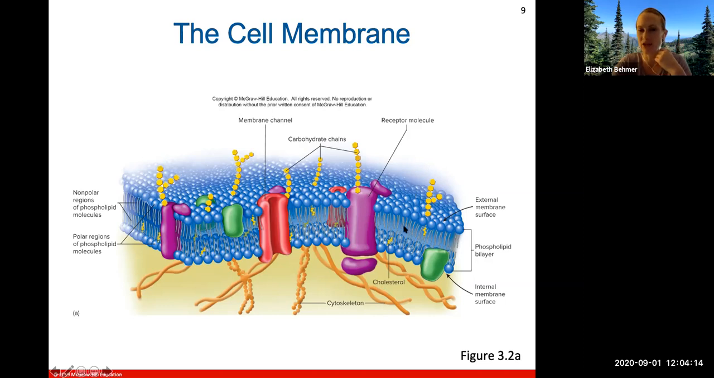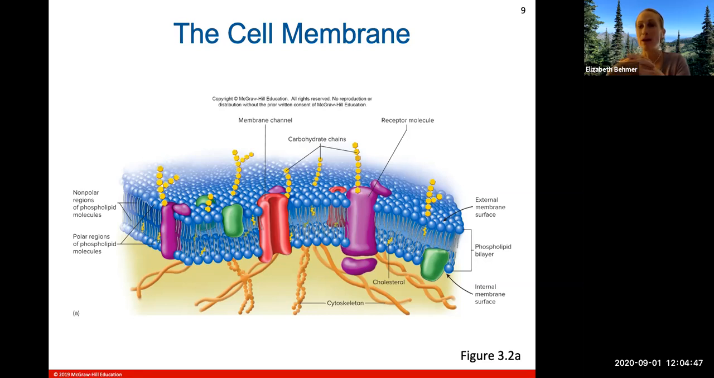And the tail region, do you guys see how the tail regions all touch each other? That's because the tails are water-fearing. So in the interior of this cell membrane, there's no water there. It's a non-polar region. These tails are touching each other because they're water-fearing. They're non-polar. They don't want to touch water. So they all line up so that the tails touch each other and the heads will be facing kind of outward. Hopefully that makes sense.